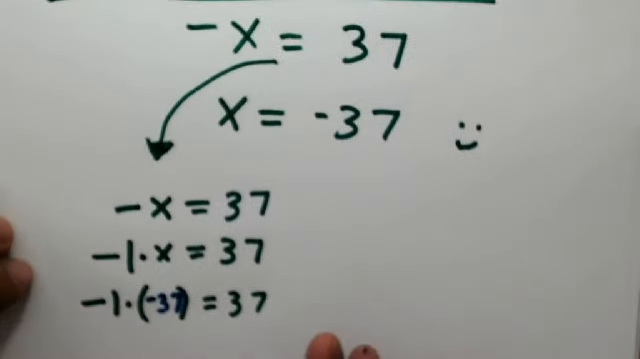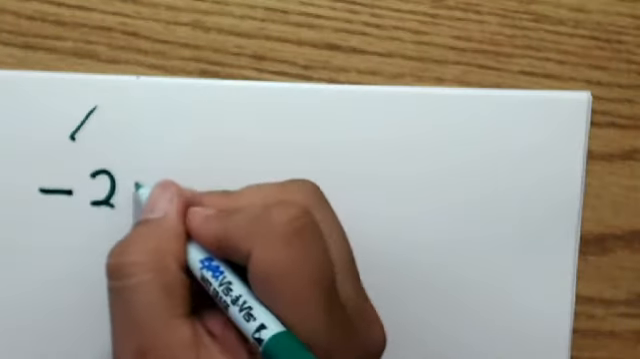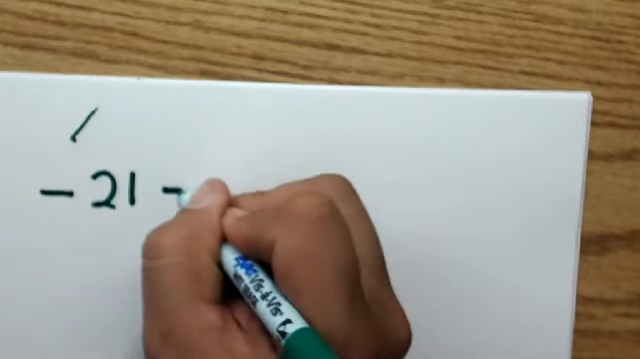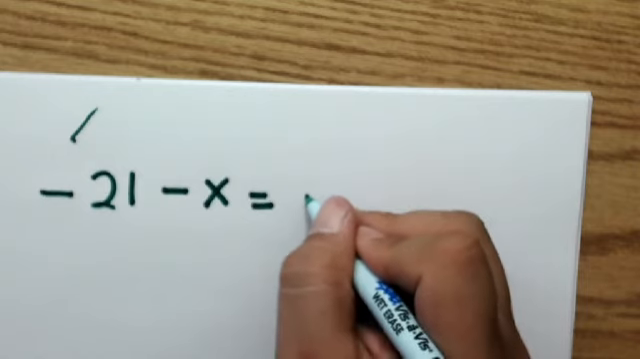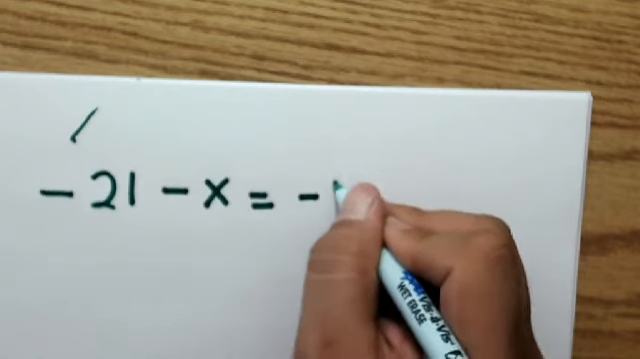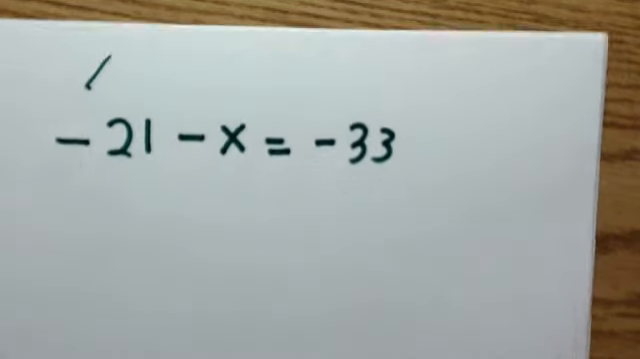Yes, sir. So every time, like in x, if it has a negative sign, x would equal negative 37, or like whatever number. Right. And look, let me elaborate. That's a good point. Let me give you another example. Negative 21 minus x equals negative 33. Okay?